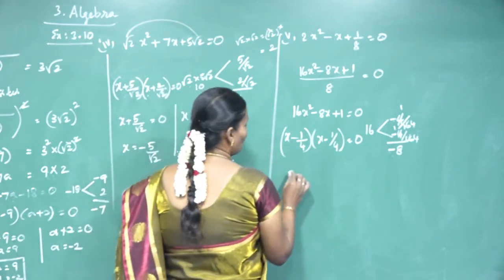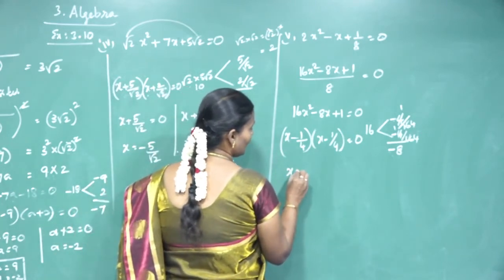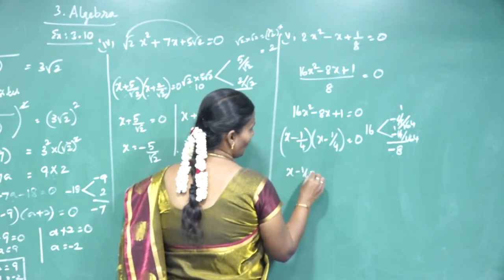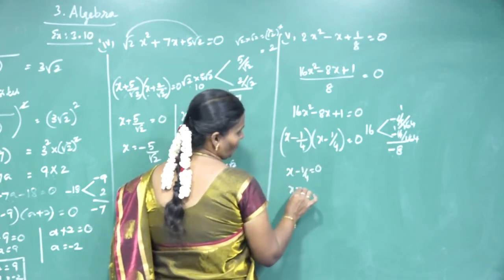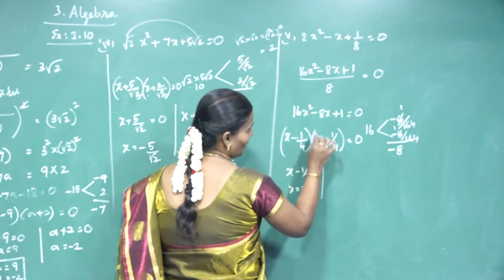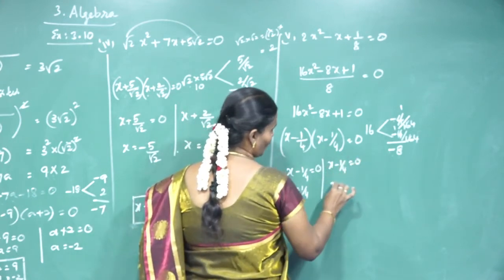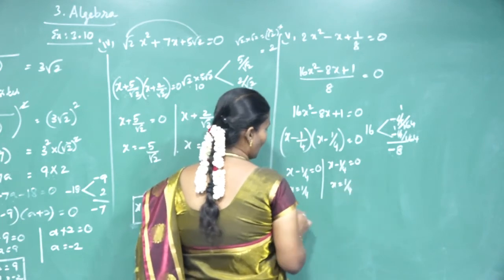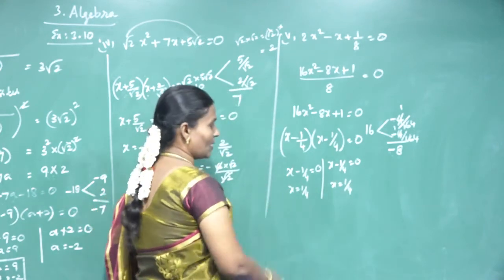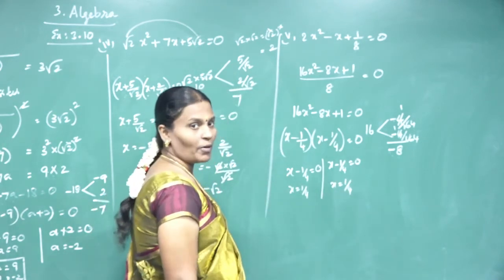Now see, x minus 1 by 4 equal to 0 means x is equal to 1 by 4. Same like that here also, x minus 1 by 4 equal to 0, so x is equal to 1 by 4. Therefore, the solutions are x is equal to 1 by 4 and 1 by 4.